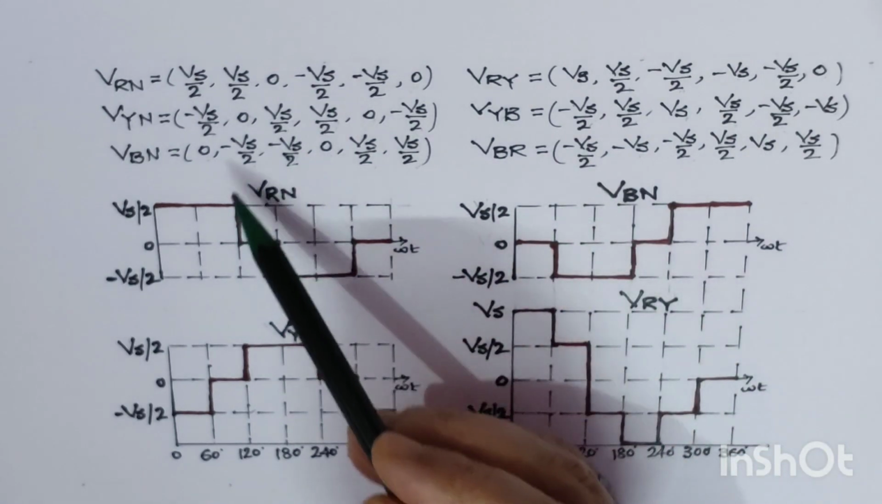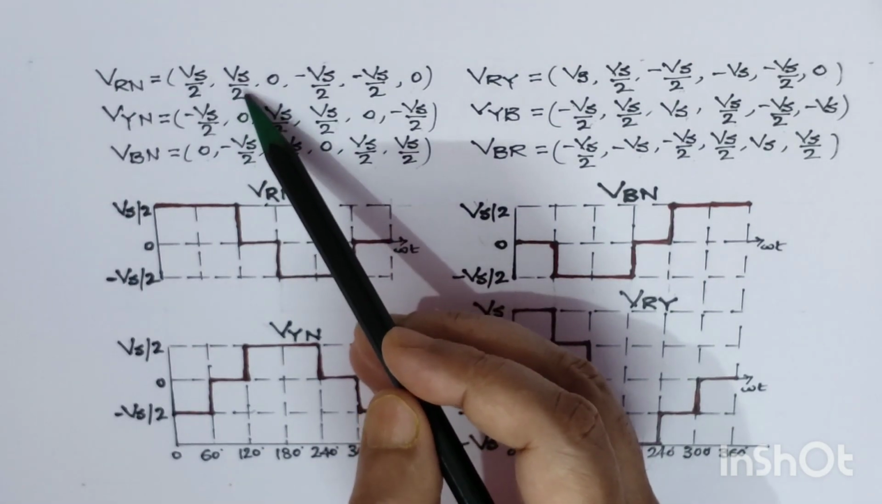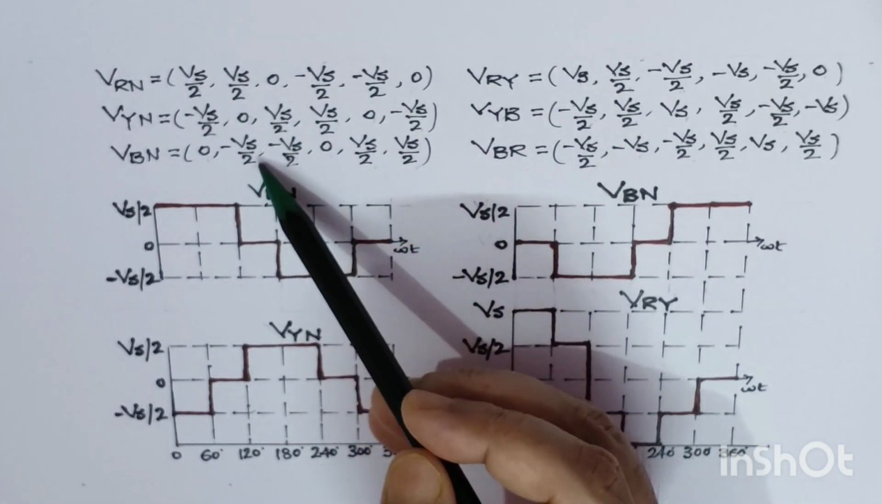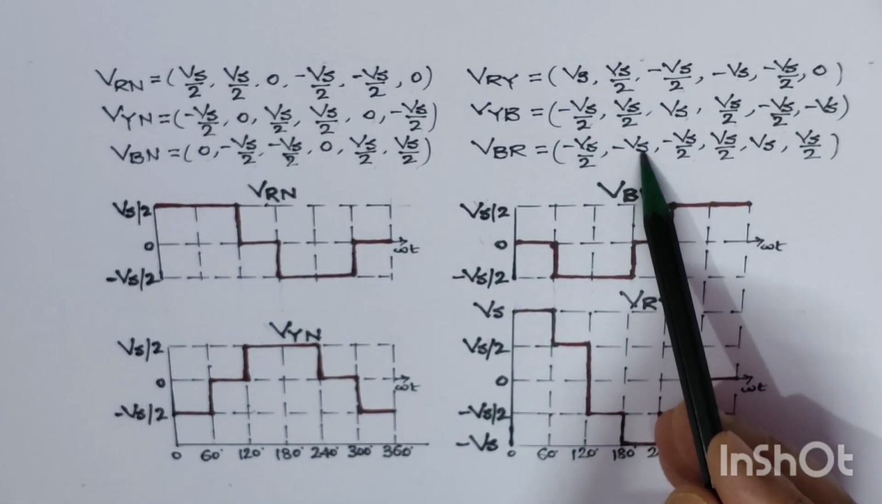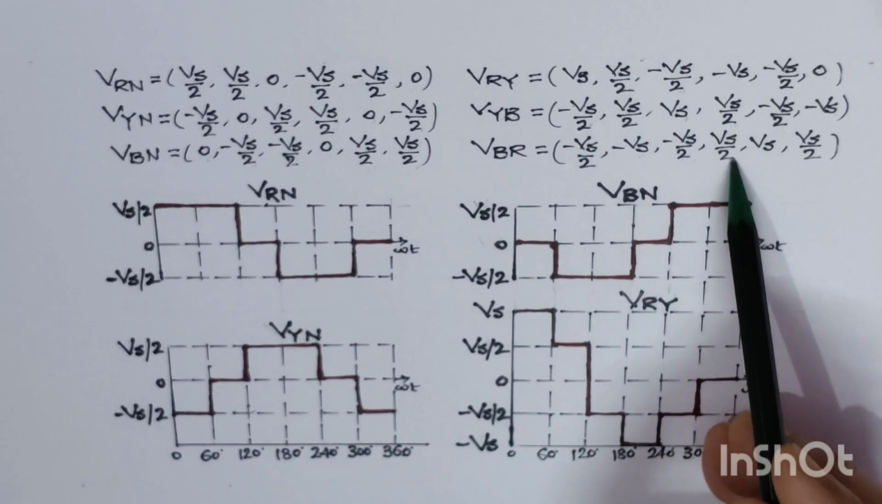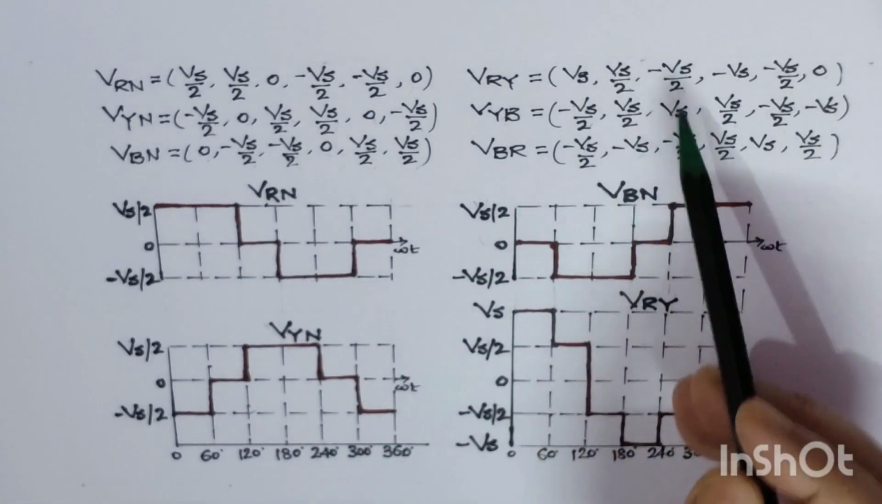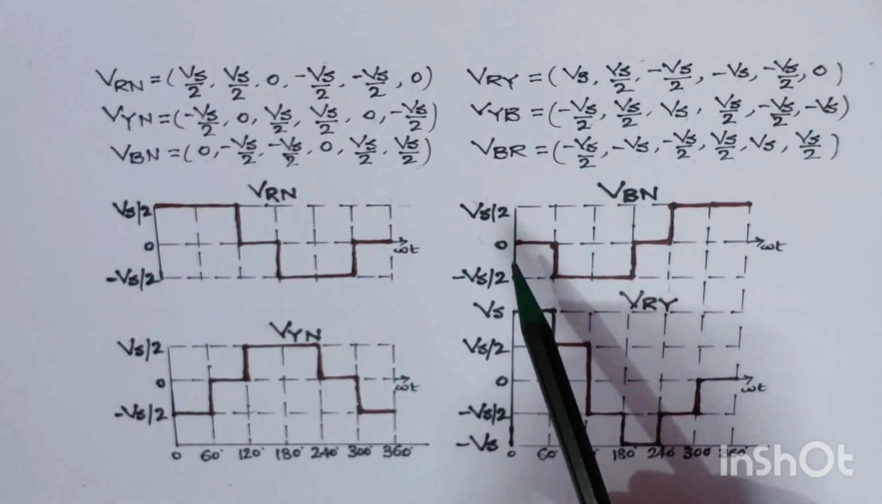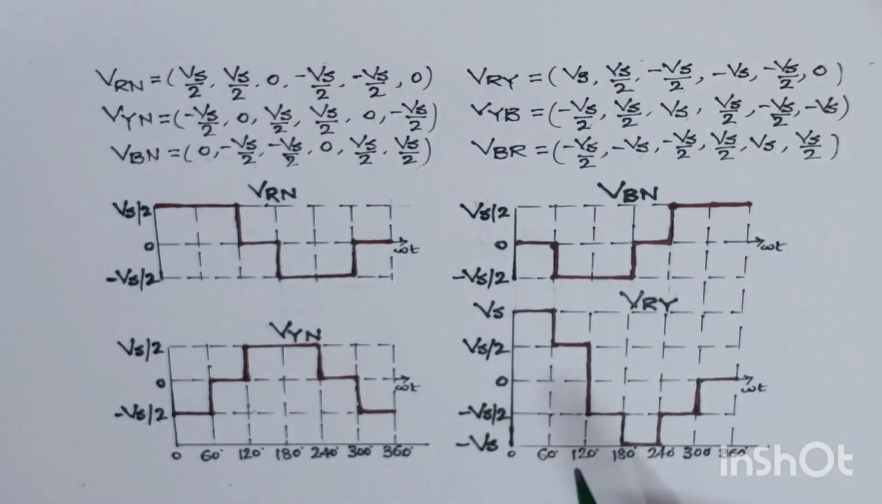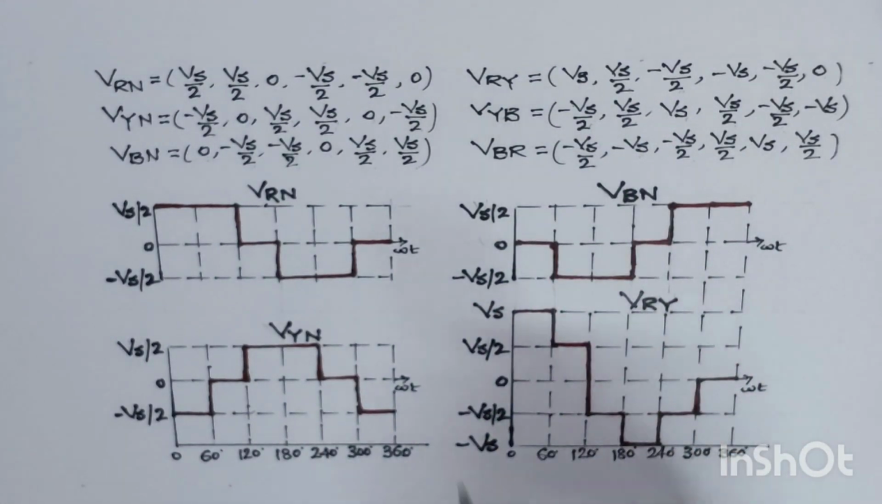So similarly, it will be minus Vs by 2 and minus Vs by 2, so it will become minus Vs. So it is written here, minus Vs. Similarly, we can find out the next step, that is minus Vs by 2, Vs by 2, Vs and Vs by 2. So these are the various line voltages which you have calculated, and these are the phase voltages which you have calculated. Now we have to put these voltages into the shape of waveform.